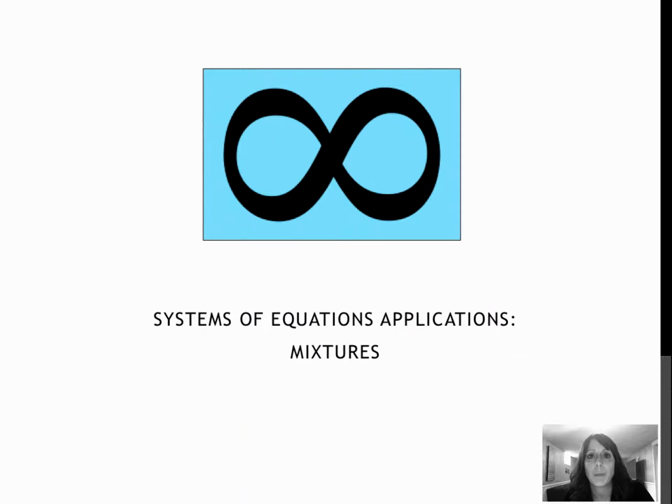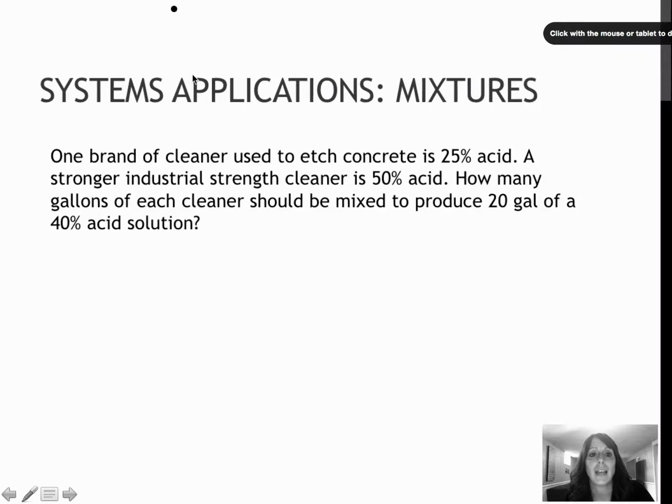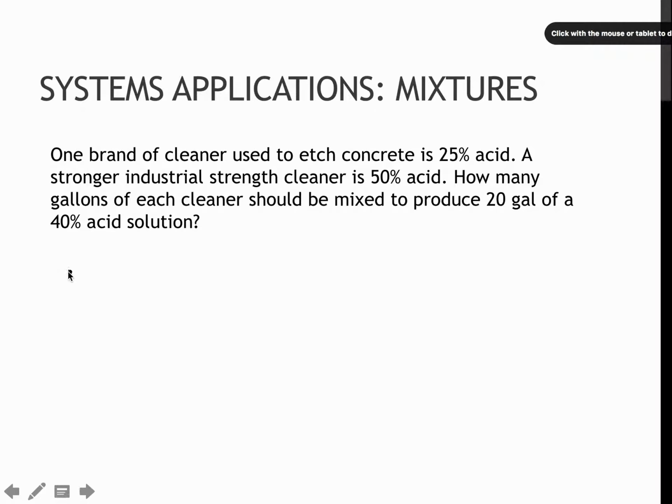Another common problem type used with systems of equations is dealing with mixtures. So looking at, for instance, a cleaner, we are trying to find the amount of each type of solution that would be combined together to create a brand of cleaner that has 20 gallons of a 40% acidic solution. Now these get a little bit difficult, and so one option is to create a table to help you keep yourself organized.